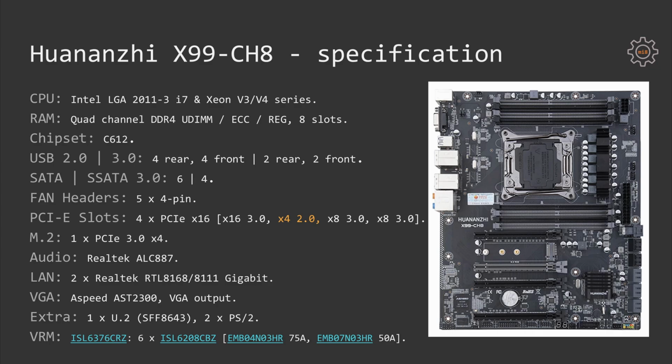The motherboard chipset is Intel C612. On the motherboard, you will find 8 USB 2 ports and 4 USB 3 ports. 4 USB 2 and 2 USB 3 are available at the back I/O panel, and 4 USB 2 and 2 USB 3 are available through the front panel headers. You also get 10 SATA ports, 6 of them are SATA 3.0 and 4 of them are SATA 3.0, basically the standard configuration for the X99 or C612 chipset. We are also getting 5 4-pin fan headers on the motherboard.